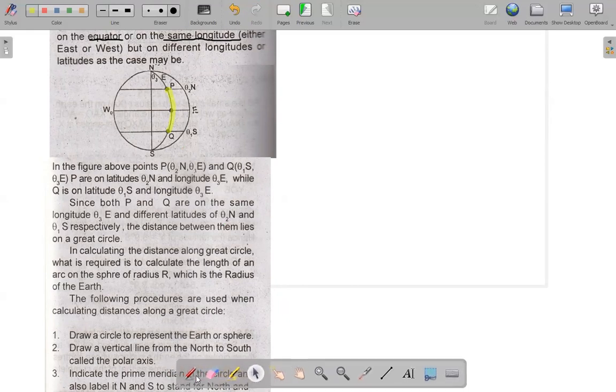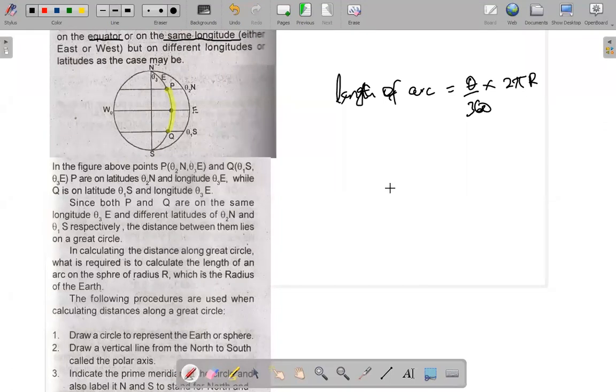And we can get that from our knowledge of the length of an arc of a circle, which is given by length of arc is theta over 360 times 2 pi r. In this case, I'll use capital R, the radius of the Earth. So it's a great circle, distance on a great circle.